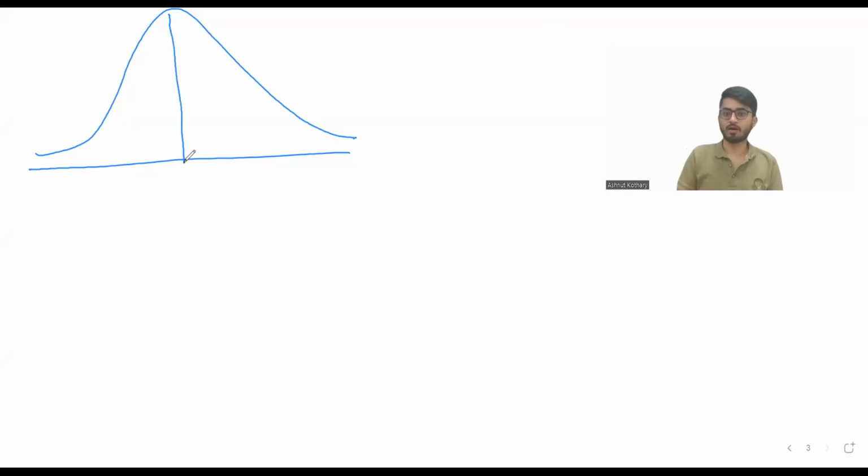This is the PDF now, for a standard normal distribution. Let's say this is the point A. The area which is towards the right of A is nothing but equal to the area which is towards the left of minus A. The distribution is symmetric in nature. That is, you take any point A, and assuming A is positive, the area towards the right of A is nothing but equal to the area towards the left of minus A.